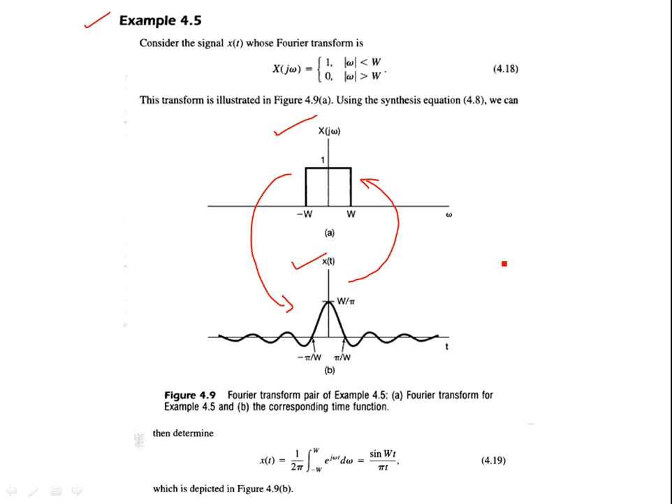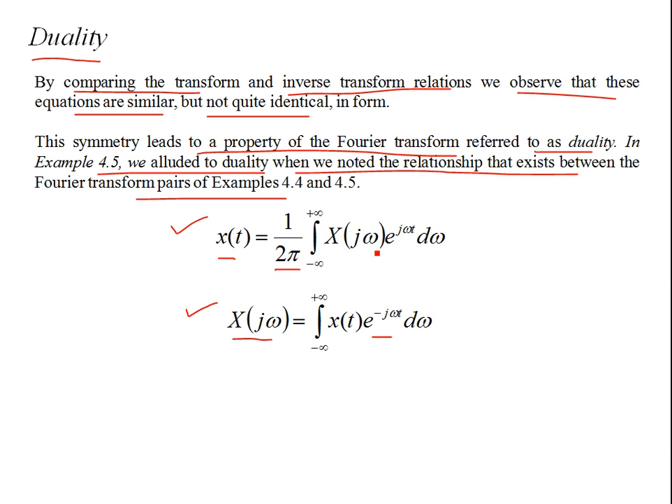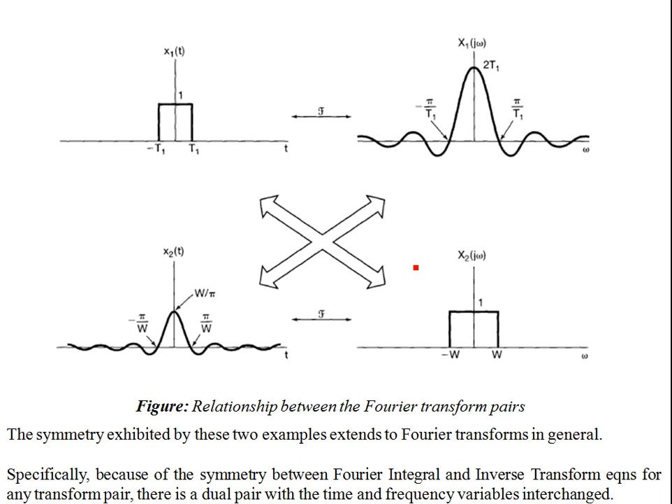This occurs because of a symmetry in the Fourier integral and the inverse Fourier transform in these two equations. This is depicted over here. This figure is showing you the relationship between Fourier transform pairs, and these transform pairs are the rectangular pulse and the sinc function. So these are the Fourier duals.